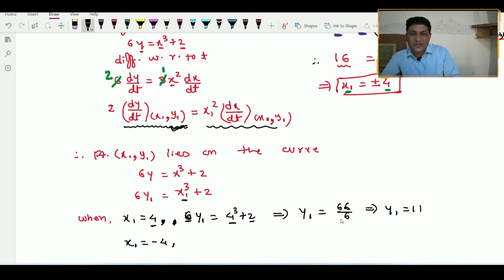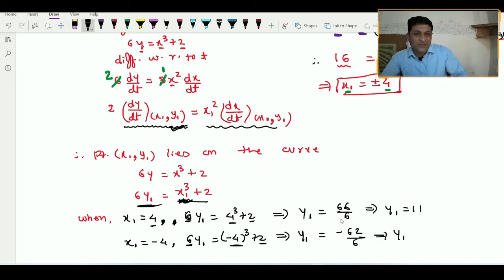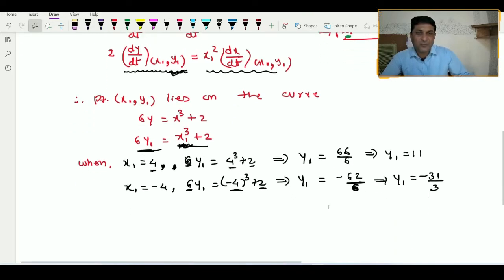At that time, let us try to find the value of y1 using this condition. So 6y1 is equal to, now this x1 I am replacing by minus 4 cube plus 2, which implies that y1 will be equal to, what is the cube of minus 4? That is minus 64. Minus 64 plus 2 will be minus 62, and this 6 will get divided on this side. Dividing the numerator and denominator by 2, we will get minus 31 in the numerator and 3 in the denominator. In this way we have got the values of y1 also.